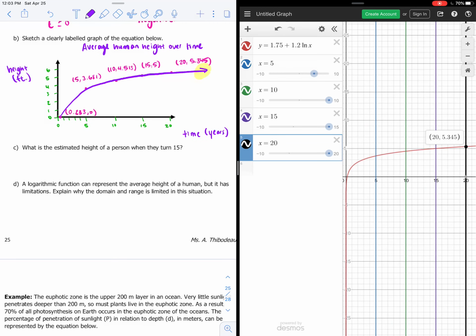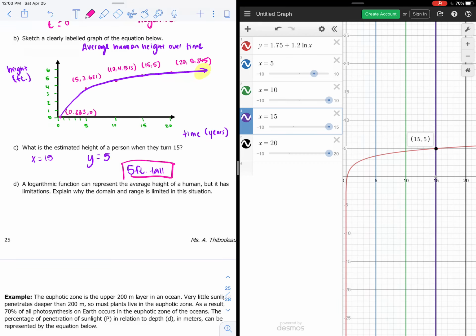All right, from here we just have our basic questions like we normally do. What is the estimated height of a person when they turn 15? Well, when they turn 15, the x value is going to be 15. And our y value, we actually already plotted that one, so that kind of works out. y is equal to 5. So we expect them to be 5 feet tall at age 15. And this is the average height.